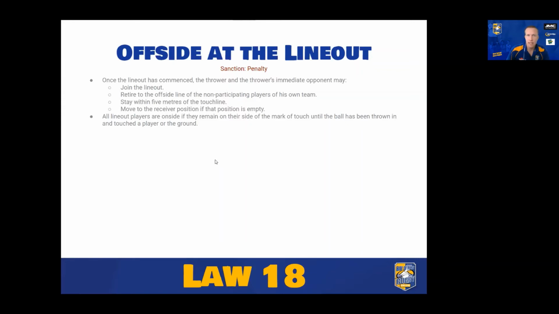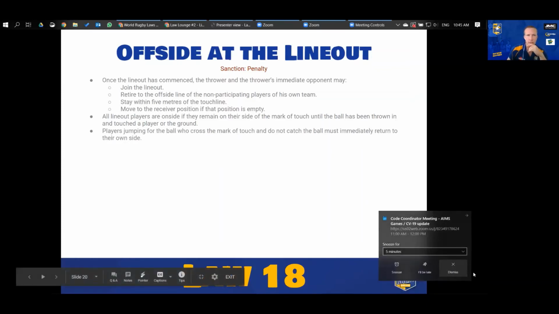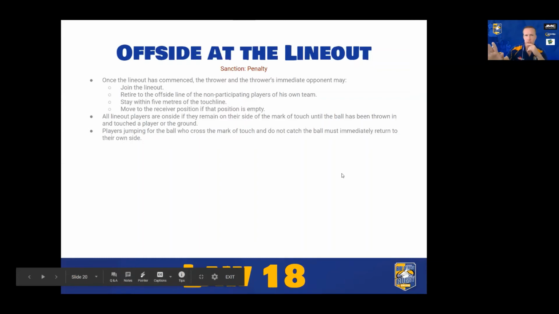The line-out players must remain on their side of the mark of touch. So once the ball's been thrown and then touched a player or the ground, they have to stay there. They can't move across. If they do, they've got to get back. So it's only if they are jumping across to try and catch the ball that they can then get back across.